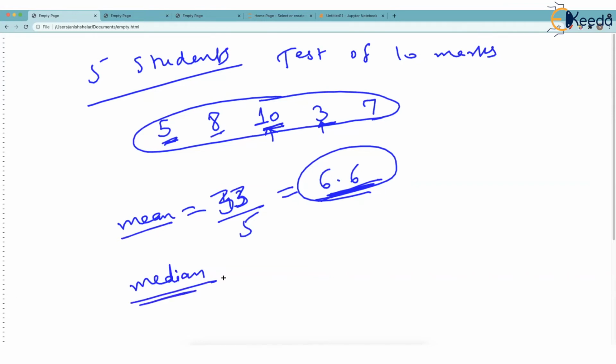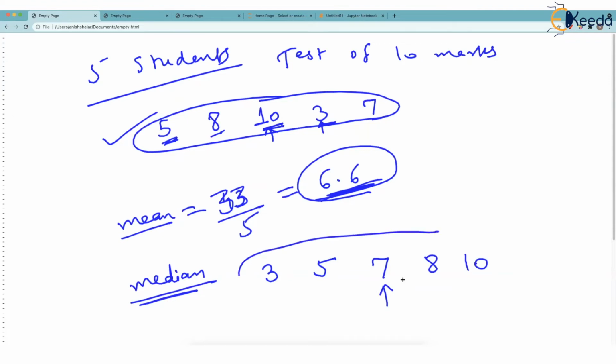Now, what is median? Let's say these are the marks again. To find the median, we arrange all marks in ascending order, in increasing order. So these are all the marks in ascending order. And then we take the median, the midpoint. There are 5 values over here, 5 students. We simply take the midpoint and say the median is 7.